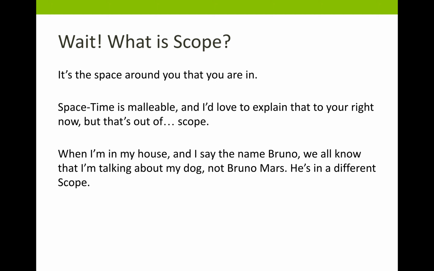When I'm in my house, I can say the name Bruno, Bruno, come here. And everyone in my house knows that I'm talking about my dog, whose name is Bruno. I'm not talking about Bruno Mars, because Bruno Mars is in a different scope. So in my scope, I know that my dog will come to me when I say Bruno. Actually, he never does. Lousy dog.